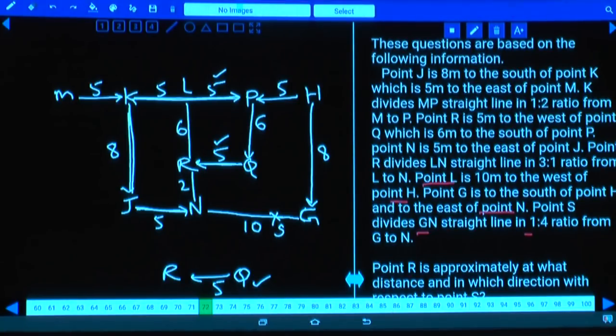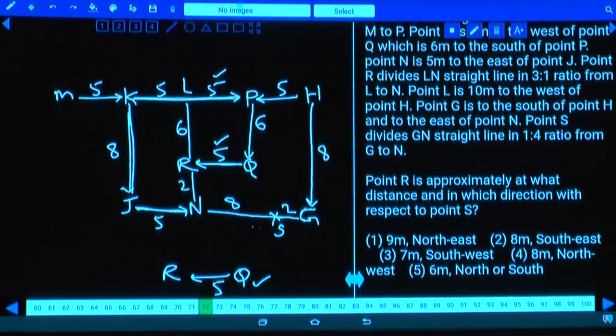And this is about question number 72 to 74. Point R is approximately at what distance and in which direction with respect to point S? Now from R to S, if you observe here, the vertical direction. What is the vertical distance here? Now the vertical distance is equal to 2 and the horizontal distance is 8.